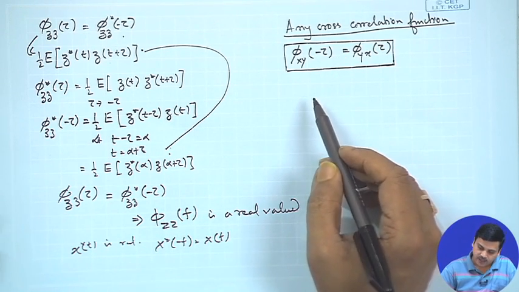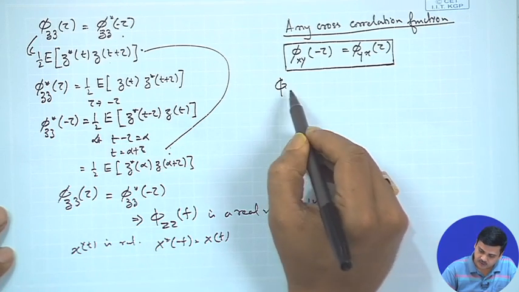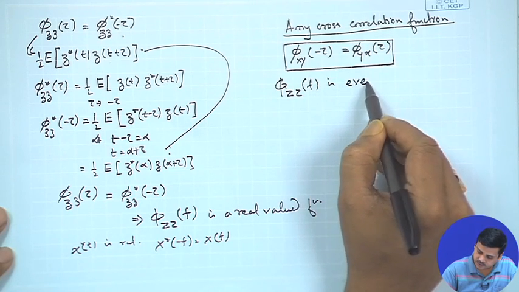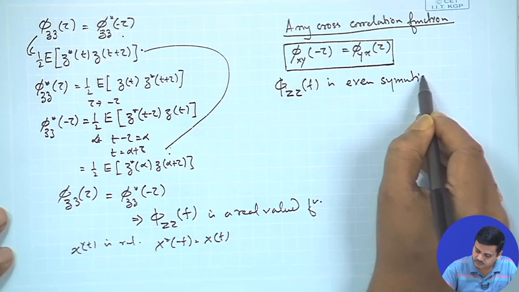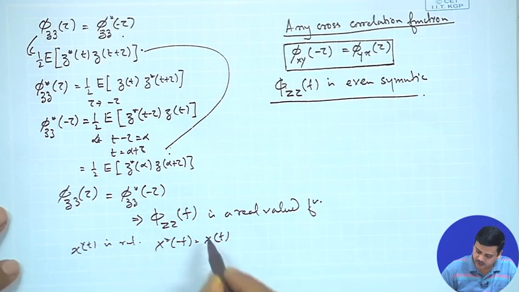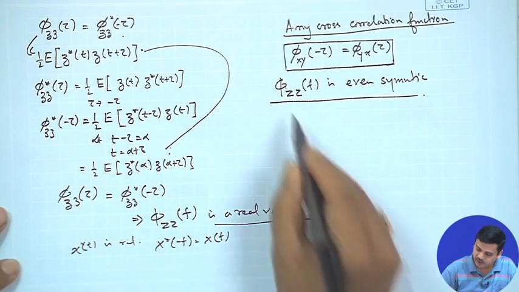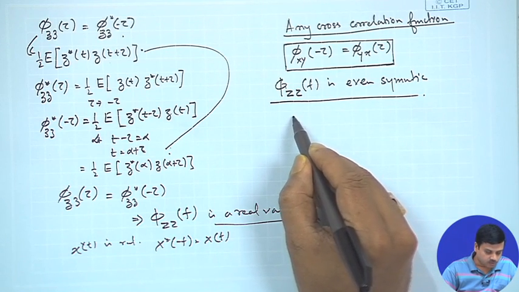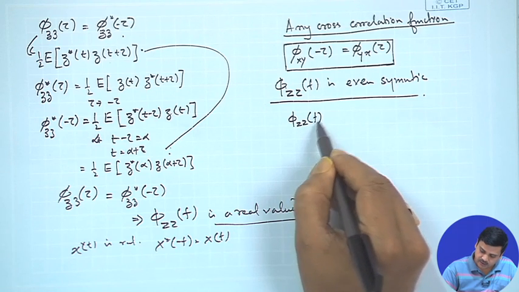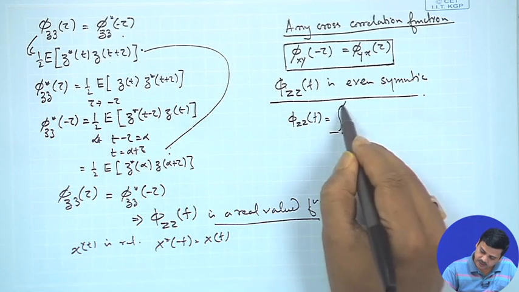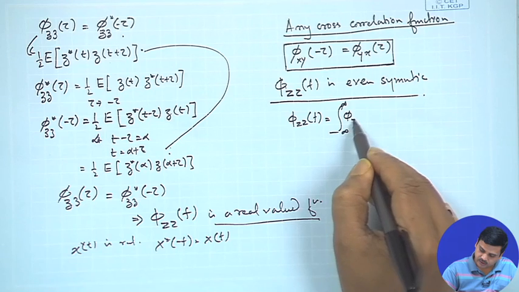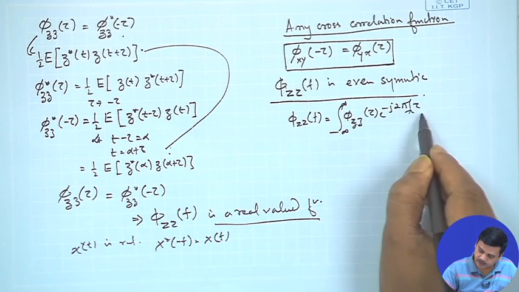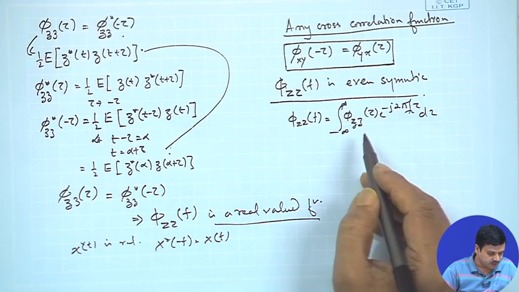So, we have these two things handy with us, and with this we can move forward, and we could also say that phi z z of f is even function or even symmetric, right. So, we can look at that as well. So, we have seen this is real valued, we will just need to see that this is an even function. So, what we could check is phi z z of f is equal to the integral from minus infinity to infinity of phi z z of tau e to the power of minus j 2 pi f tau d tau. This is by standard definition, right.